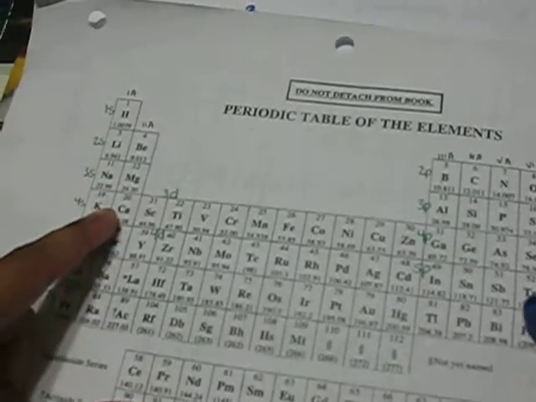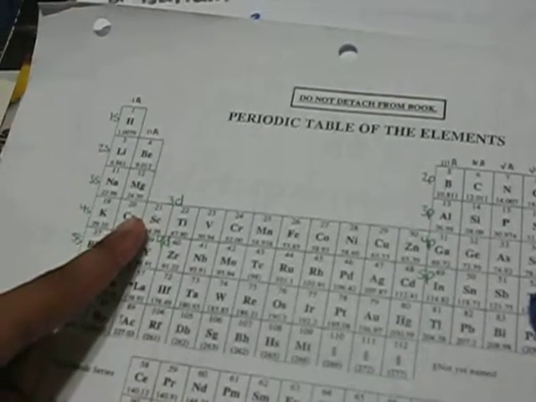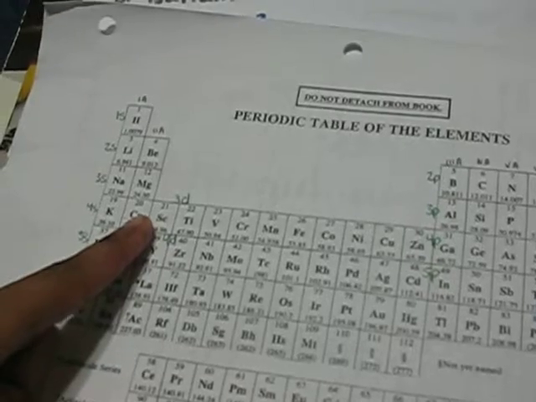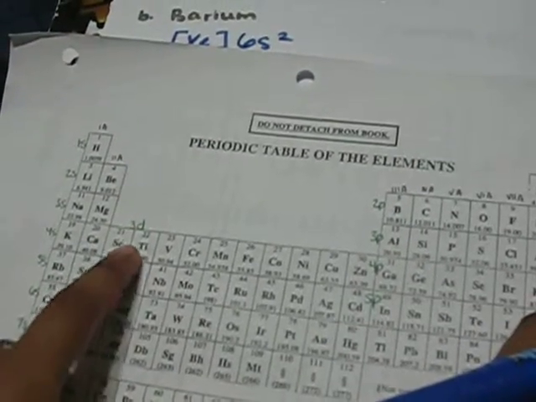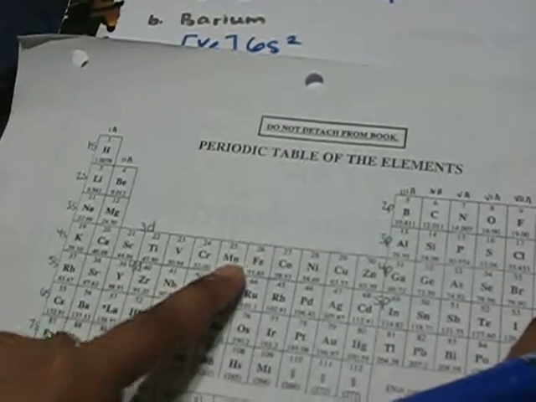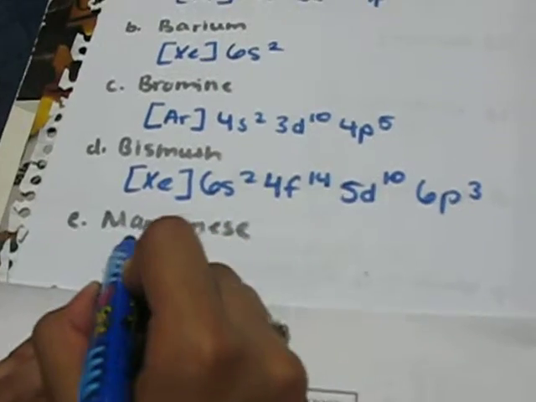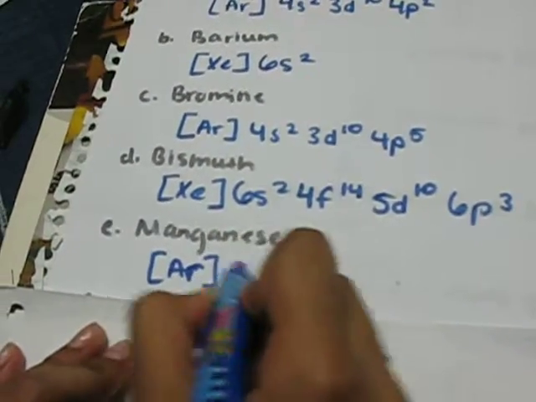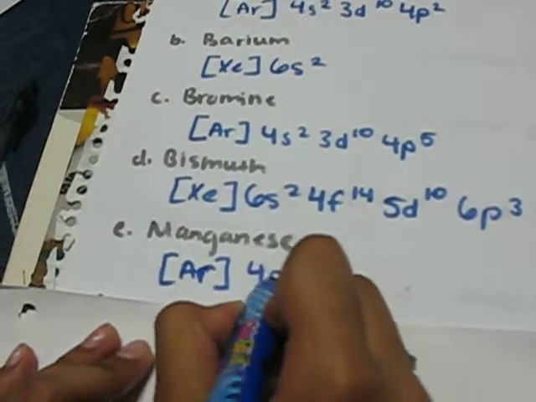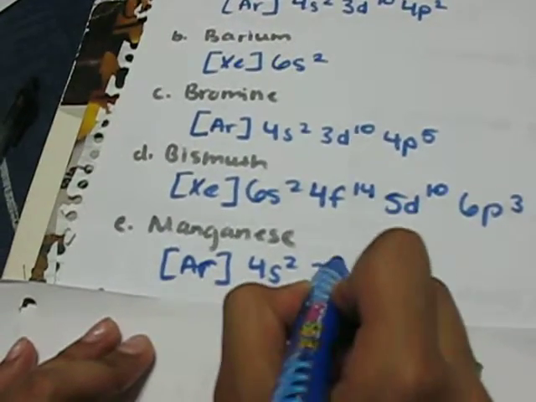For manganese, the noble gas that comes before manganese is argon, and then from argon you have to continue to 4s2, then you have to complete the 3d sublevel up to 3d5 to get to manganese. So that means on here you're going to be writing argon, 4s2, and 3d5.